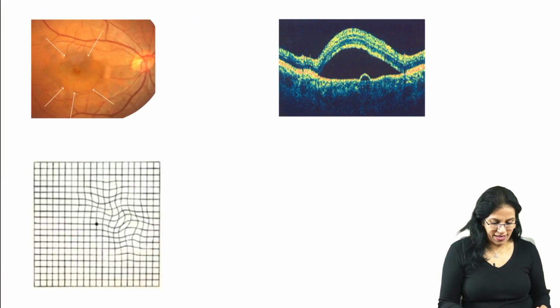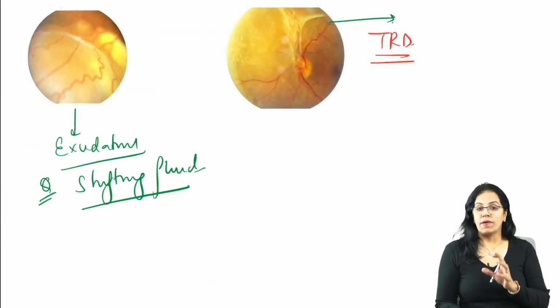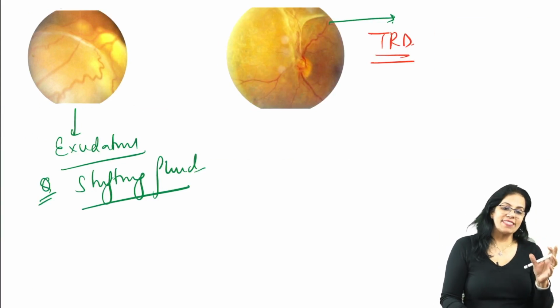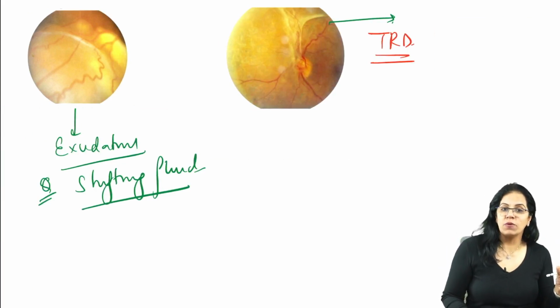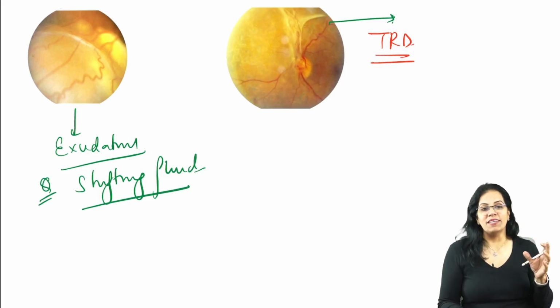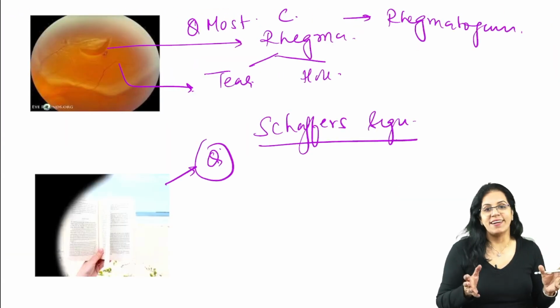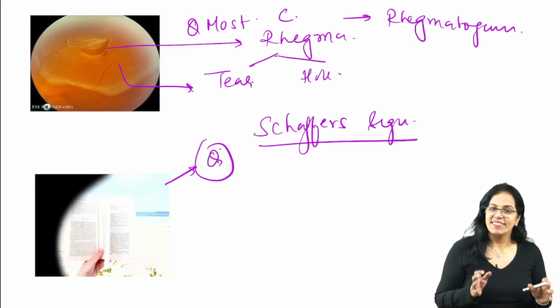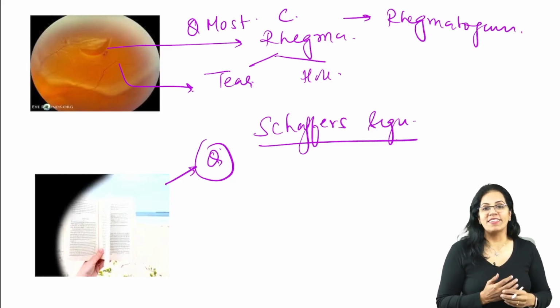Okay? So you should know what are the three types of RD, which is the most common. Where do you get shifting fluid? Where do you get Schaffer's sign? How does a rhegmatogenous eye present, as a curtain falling in front of the eye? These are some important questions. Of course, the basic what is RD should be very, very clear to you. Is it okay? I'm sorry, I have to be a little faster here.